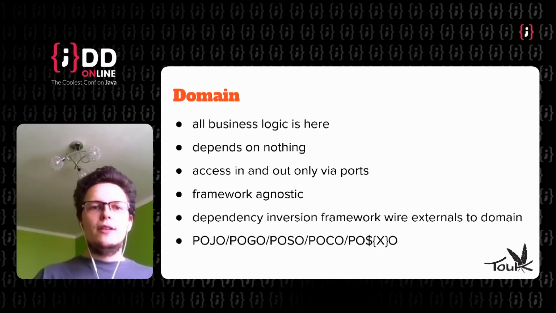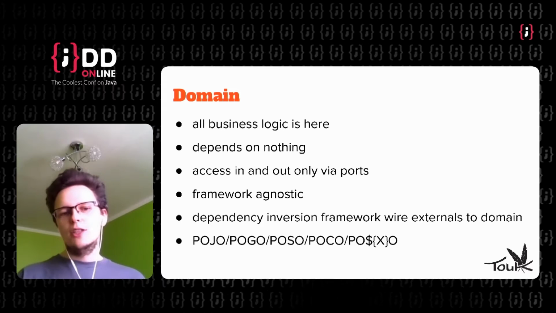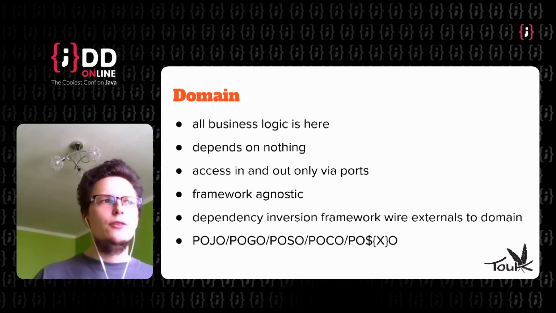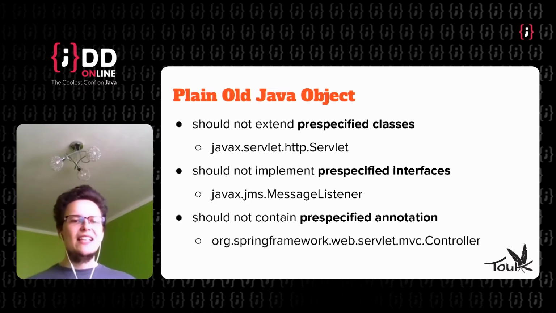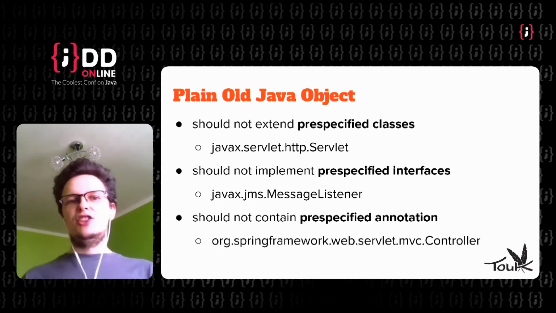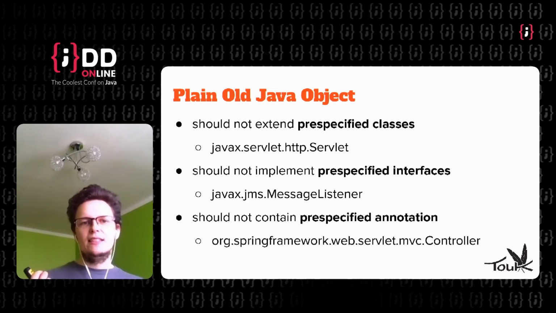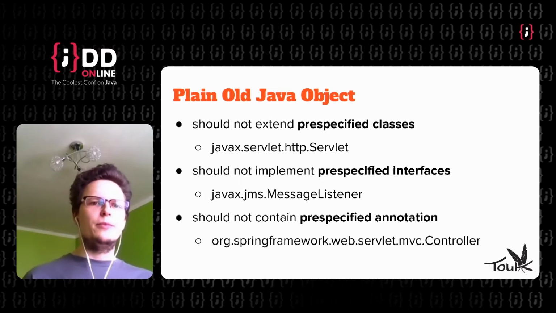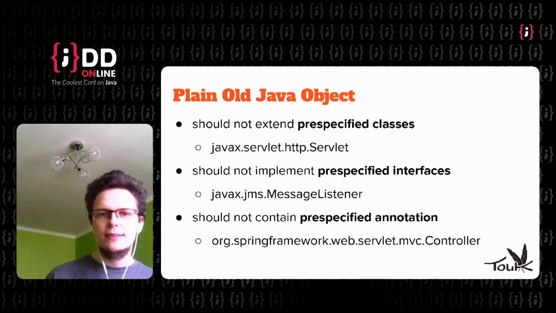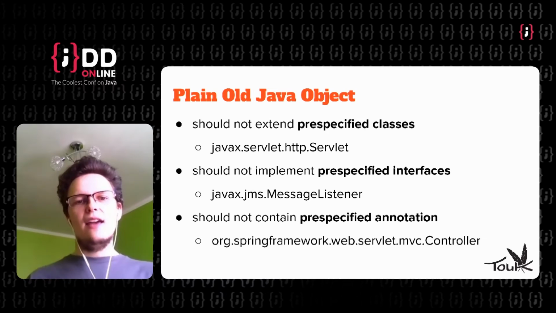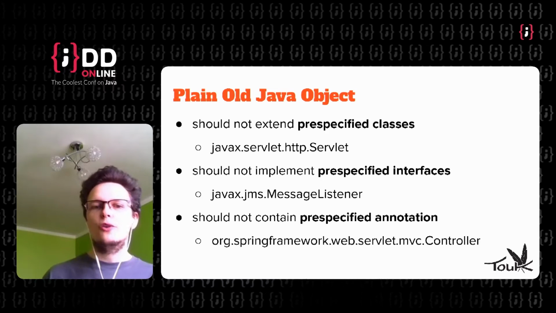And our classes, our objects in the domain, should be plain old Java objects, or whatever language you are using in your project. As a disclaimer, a plain old Java object doesn't mean that this is a Java bean. It's something different. Plain old Java objects are classes or just objects that don't extend or implement any pre-specified class or interface and shouldn't even have any annotation provided by an external framework or library.